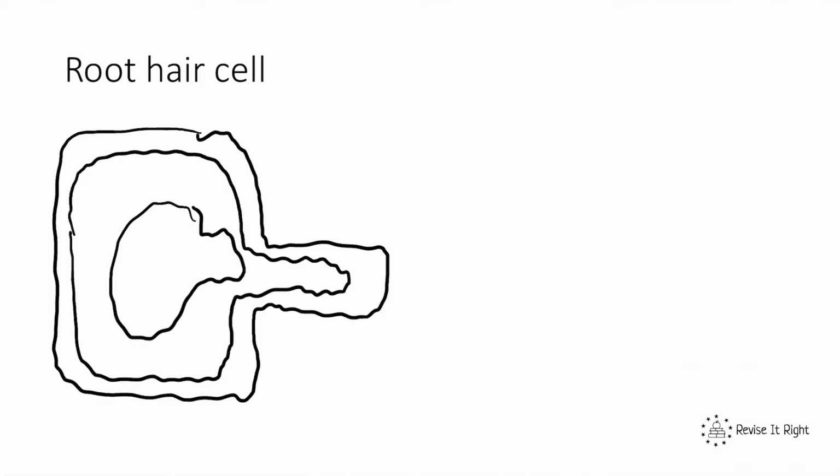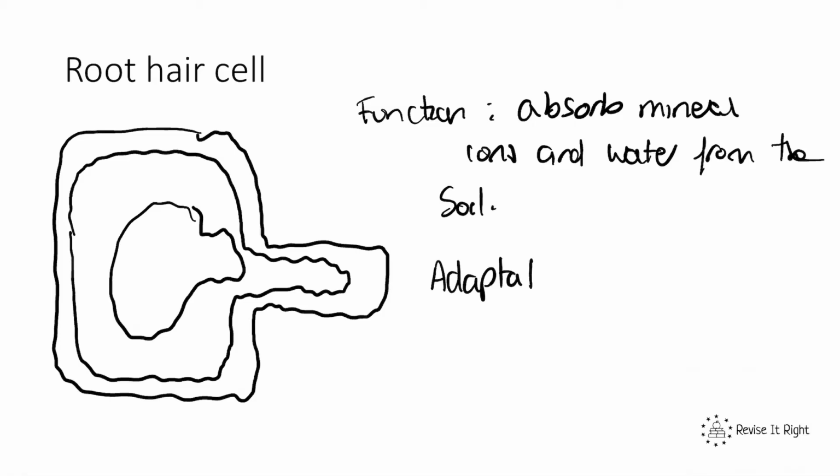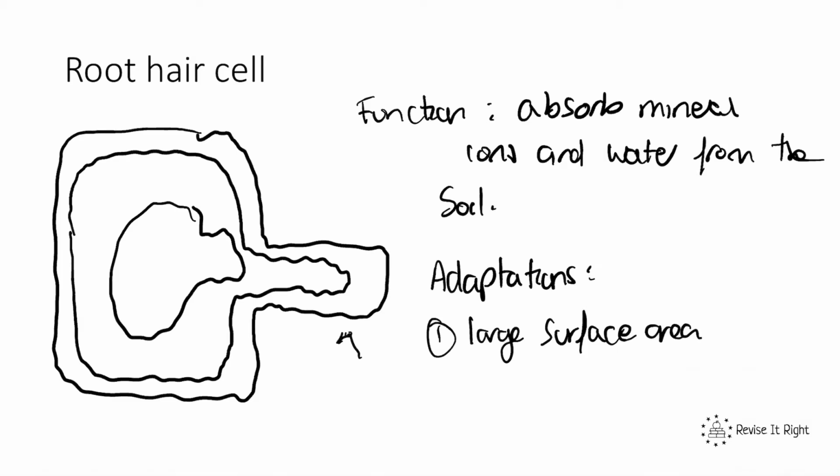Now the function of a root hair cell is to absorb mineral ions and water from the soil. Okay, so absorb mineral ions and water from the soil. Now, it contains different adaptations to do this function. So the first of it, it contains a large surface area. Okay, this part here, this hair-like structure here, provides it with a much larger surface area.